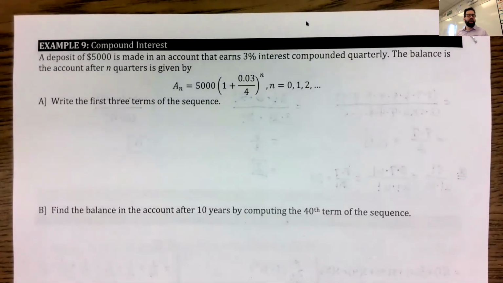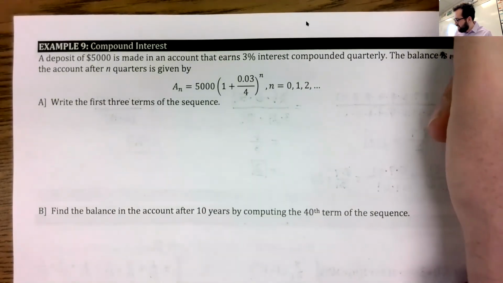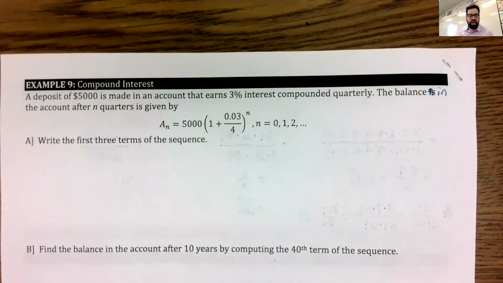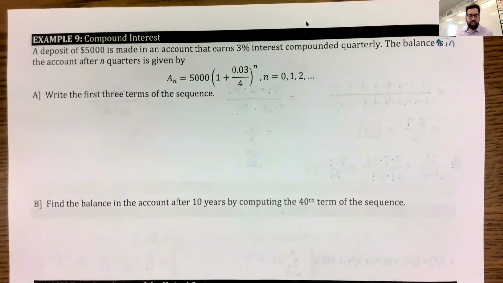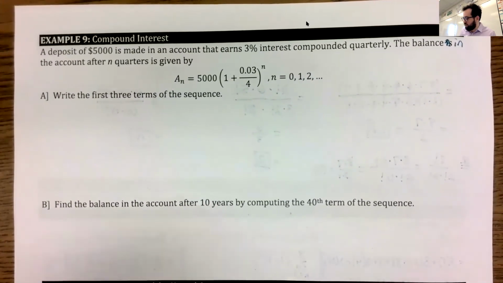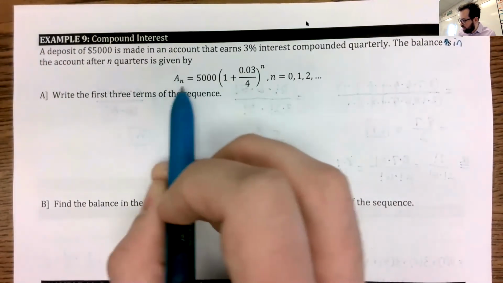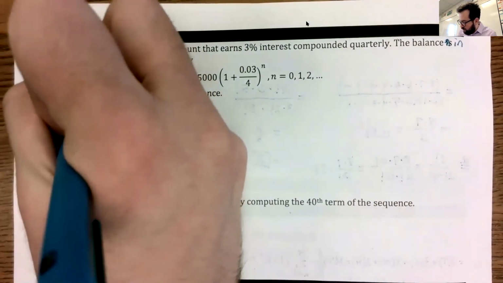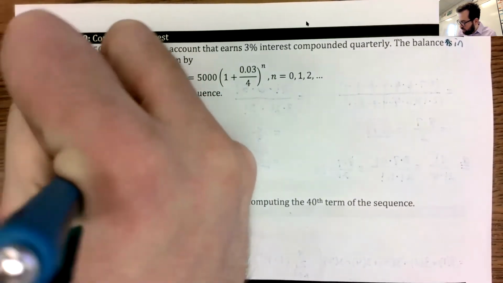Example 9 is compound interest. A deposit of $5,000 is made in an account that earns 3% interest compounded quarterly. The balance in the account after n quarters is given by a sub n equals 5,000 times 1 plus 0.03/4 to the nth power. N starts at 0, you can see here. Find the first 3 terms of this sequence. So that's going to be defined with a capital A this time. Capital A sub 0, sub 1, and sub 2.